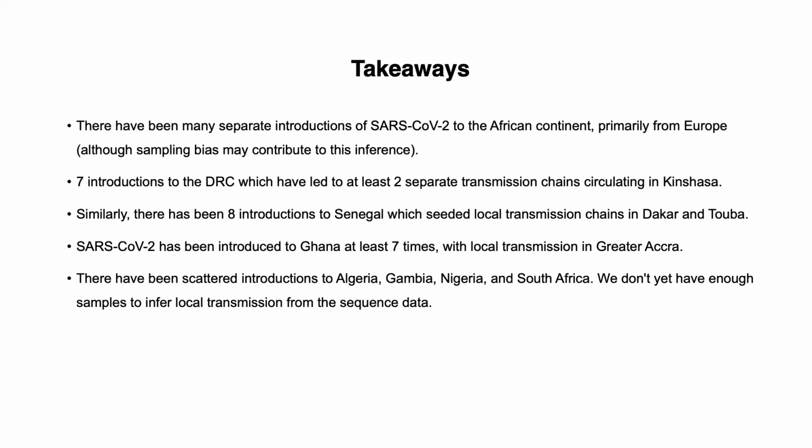There have been many separate introductions of SARS-CoV-2 to the African continent, primarily from Europe, although sampling bias may contribute to this inference. There have been 7 introductions to the DRC, which have led to at least 2 separate transmission chains circulating in Kinshasa. Similarly, there have been 8 introductions to Senegal, which seeded local transmission chains in Dakar and Touba. SARS-CoV-2 has been introduced to Ghana at least 7 times with local transmission in Greater Accra. There have been scattered introductions to Algeria, Gambia, Nigeria, and South Africa. We don't yet have enough samples to infer local transmission from the sequence data.